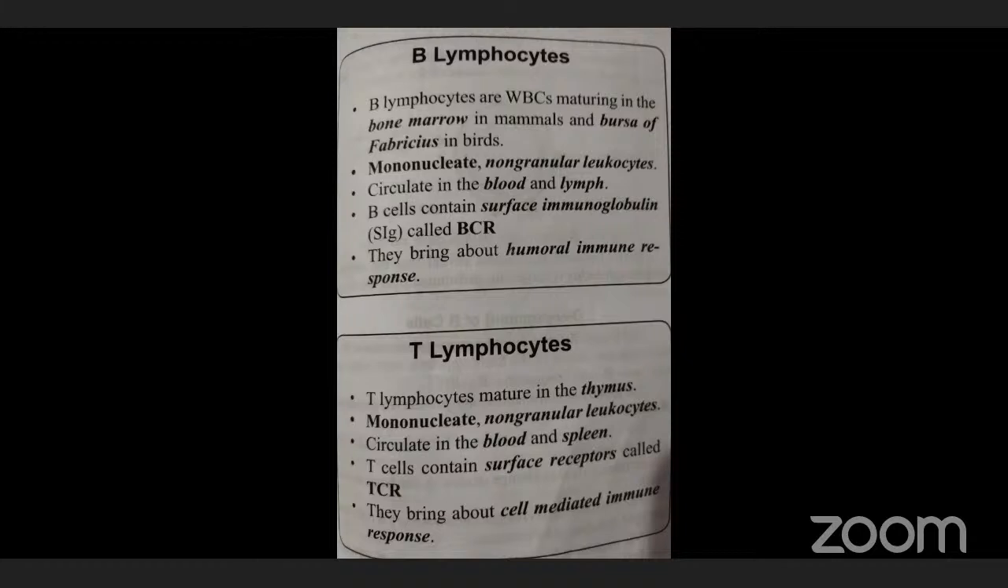The null cells are intermediate between the T cells and B cells. They form a third population of cells, which is known as TPC, third population cells. Two types of null cells are available: one is killer cells, another is natural killer cells. This specific small chapter is present in your NEET syllabus.